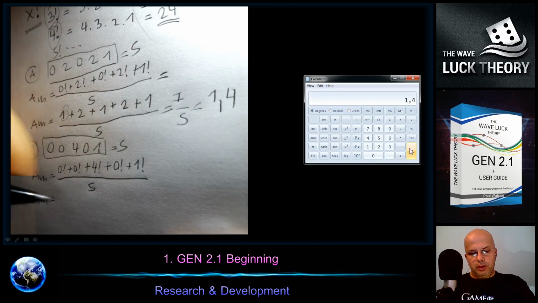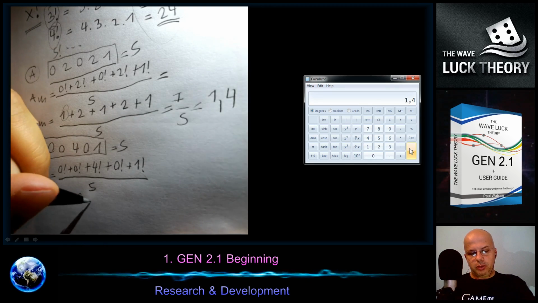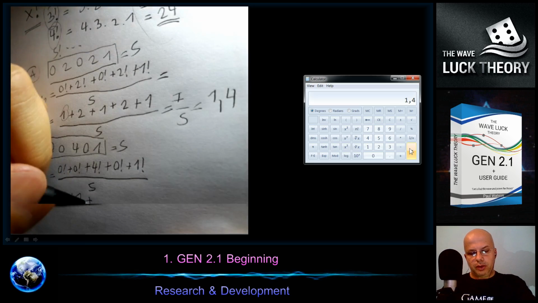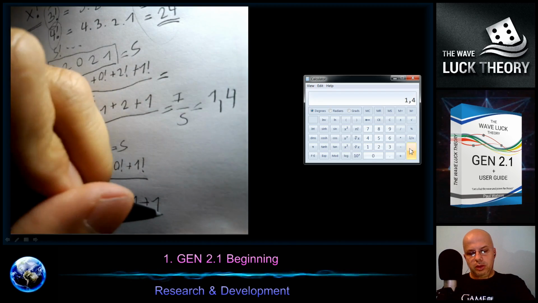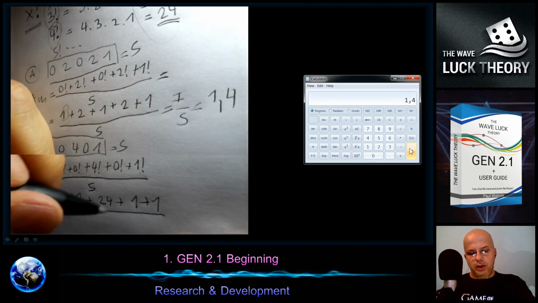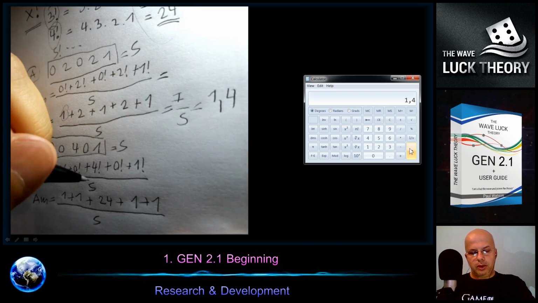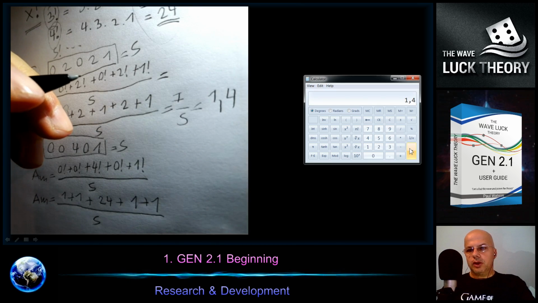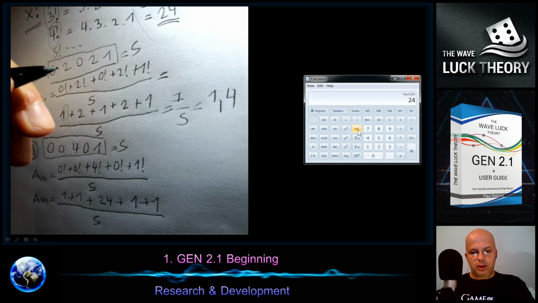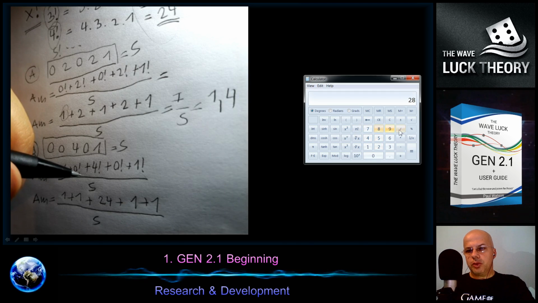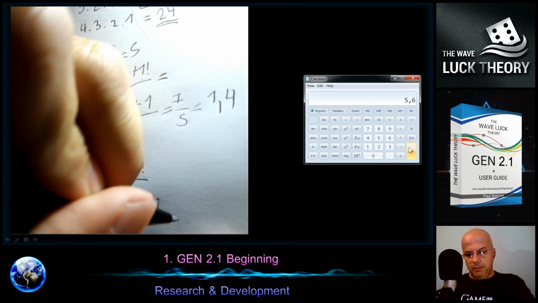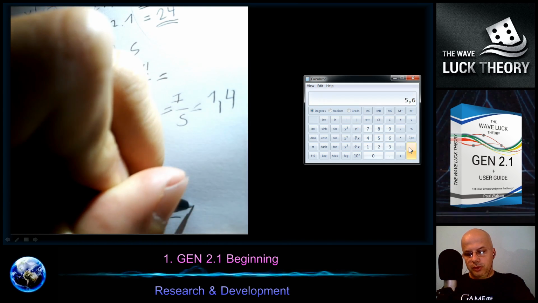That is 1 plus 1 plus 4 factorial, we have 24, plus 1 plus 1, divided by 5. So I check if this is really correct: factorial of number 4 is 24, and the total is 28. 28 divided by 5 is 5.6.